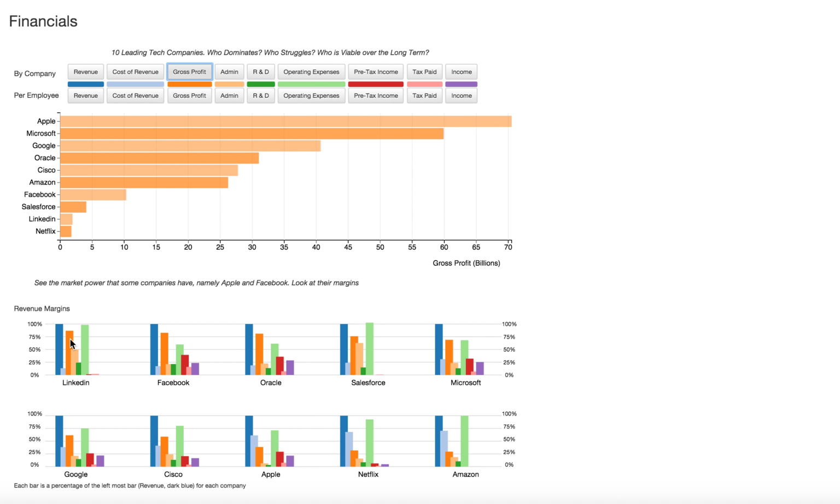So in this case, gross profit, LinkedIn has the highest gross profit as a percentage of revenue. So this gives you a different view down on the bottom than the view up here. So it allows you to be able to tell multiple stories on top of the foundational viz that you already have here.